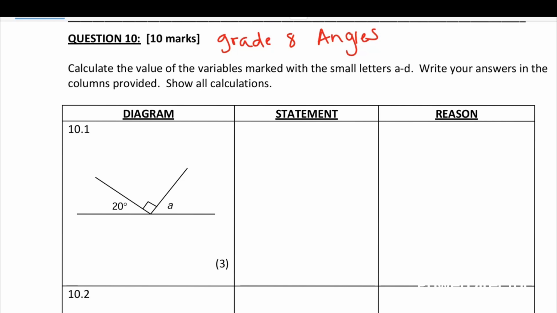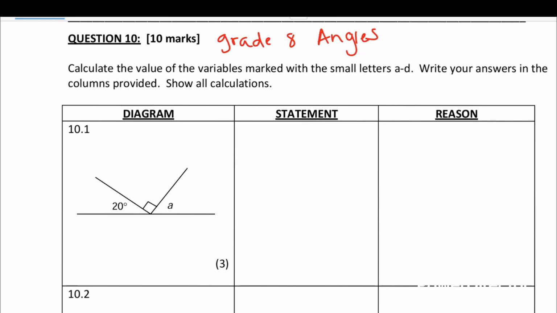Calculate the value of the variables marked with the small letter A to D. Write your answers in the columns provided. Show all calculations. Okay. So 10.1.